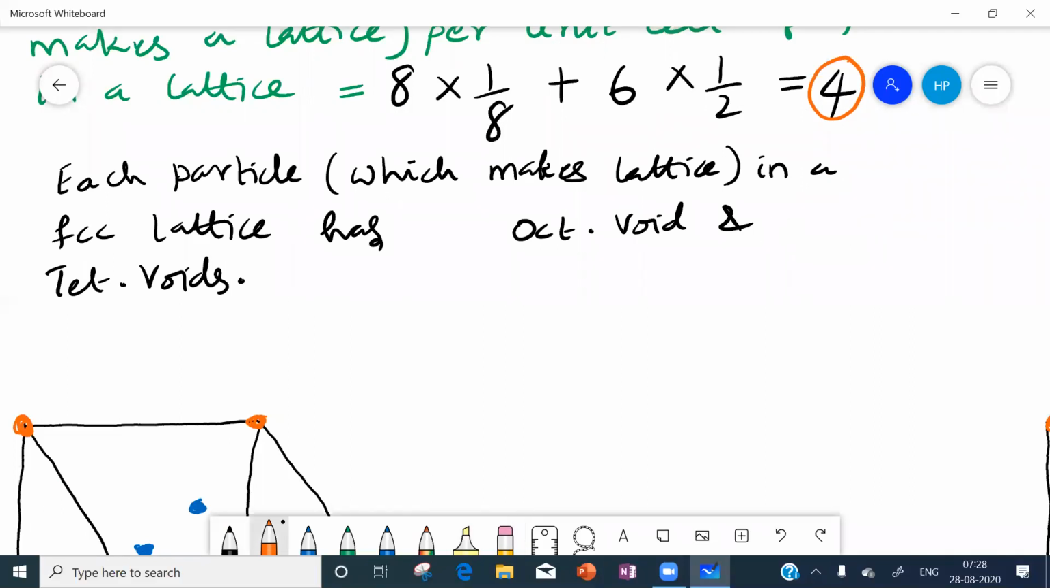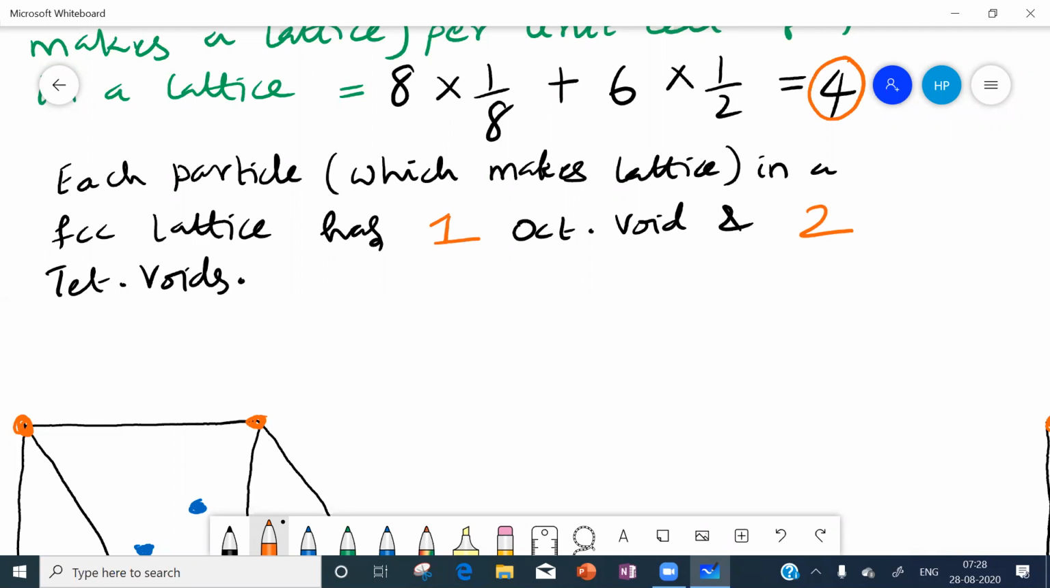So each particle which makes a lattice in an FCC lattice has 1 octahedral void and 2 tetrahedral voids. Each particle in a lattice has 1 octahedral void and 2 tetrahedral voids.